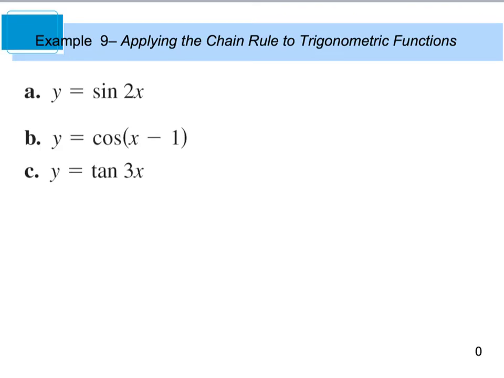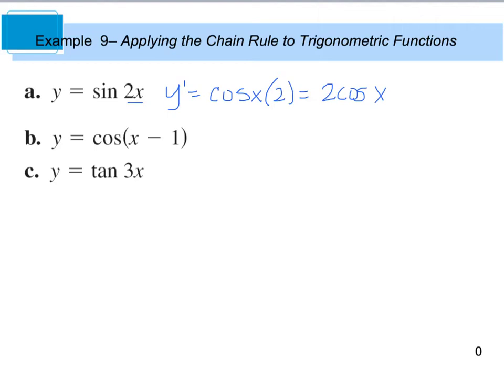So example 9, for part A, we have y equals sine of 2x. So if we want to find y prime, we're going to take the derivative of the outside piece, which is the sine x. So the derivative of sine x is cosine x. And we're going to multiply it by the derivative of the inside. And the derivative of 2x is just 2. So we end up with 2 cosine of 2x.